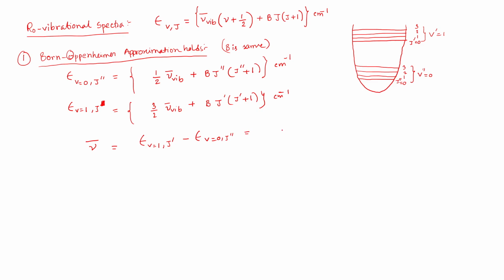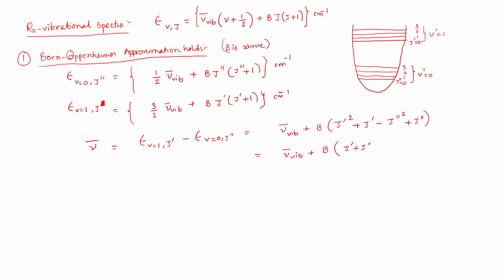That will give you nu bar vibration plus V into B into J prime square plus J prime, minus J double prime square plus J double prime. Okay, so this is all in centimeter inverse, so I will write that at the end. I am just showing you the steps of that derivation, how we have arrived there.